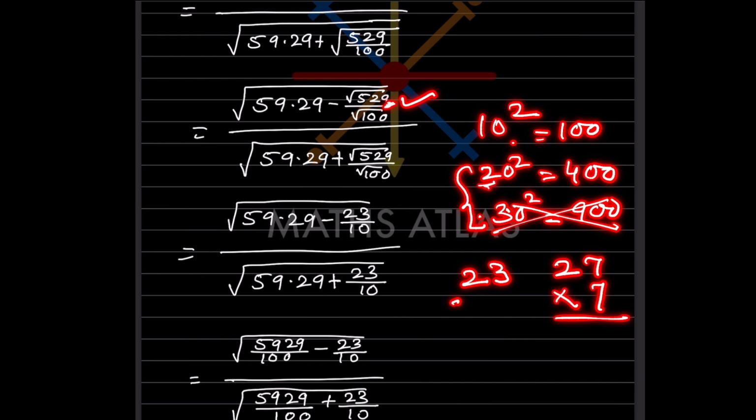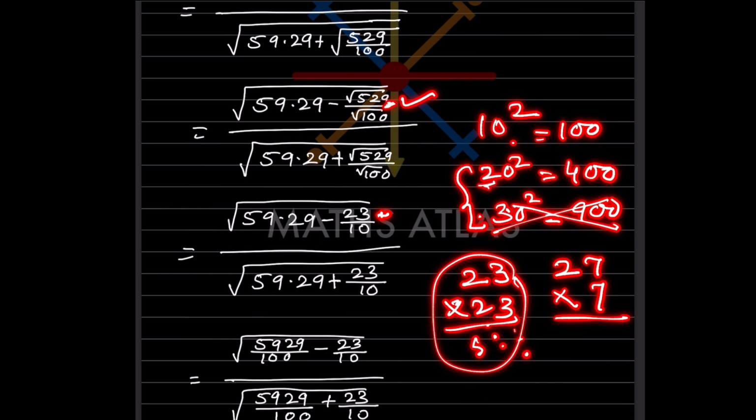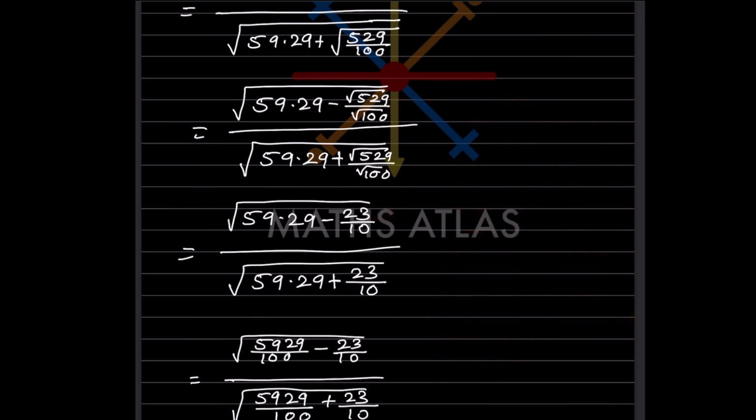I have checked and I know that it is 23, so I have written it directly. You can check by multiplying, and that comes to 529. So the root of 529 is 23, and the root of 100 is 10. Same with the denominator. So the inner root is gone, and only the outer one remains.